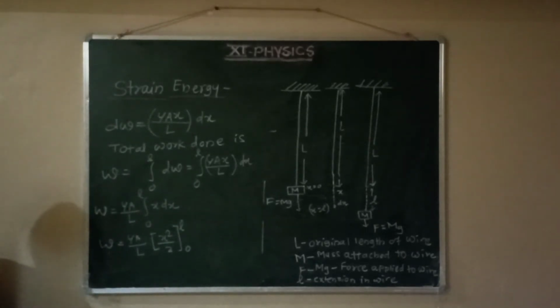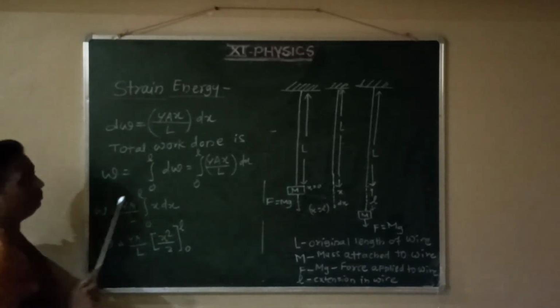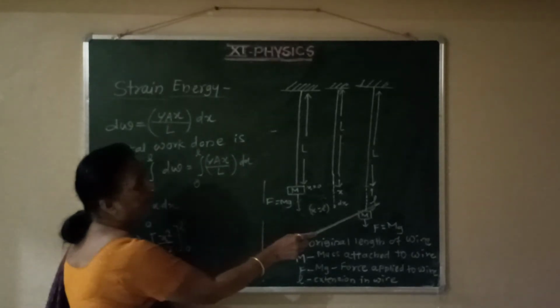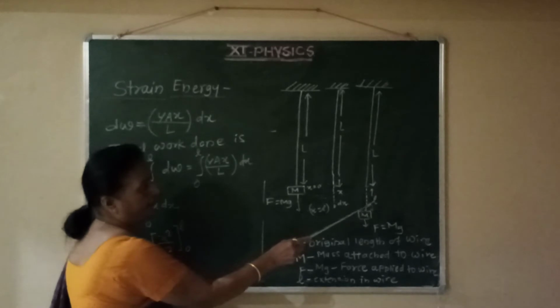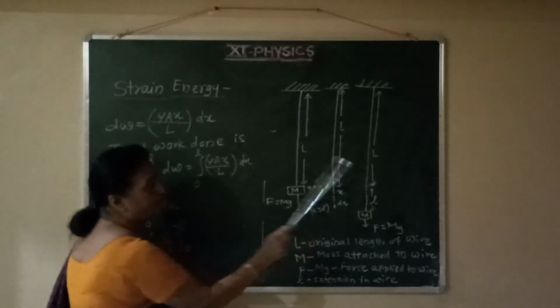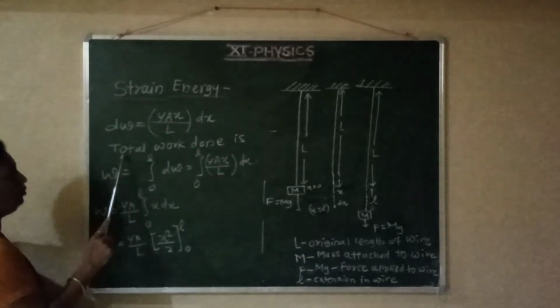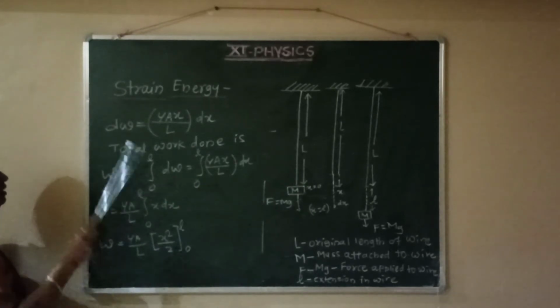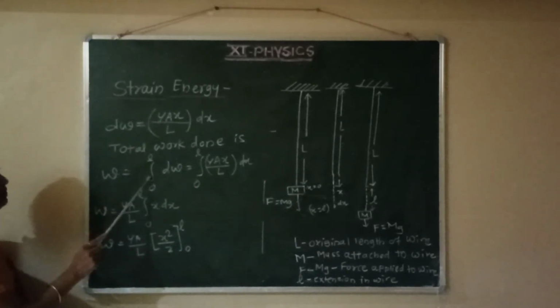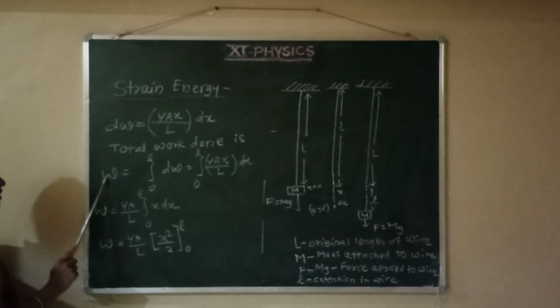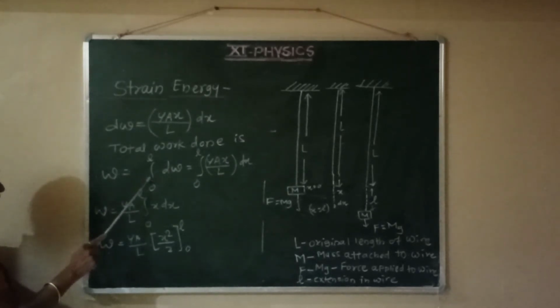We have to find the total work done by the wire when it gets elongated to the length L. That means the total increase in length of wire is L. For that, what amount of work is done? To find it, we have to integrate this equation. So work done is equal to integration.